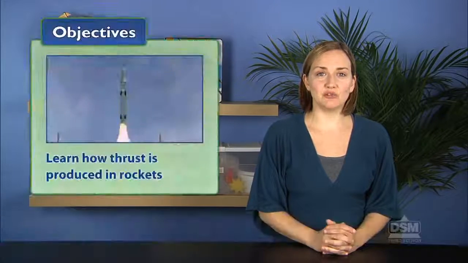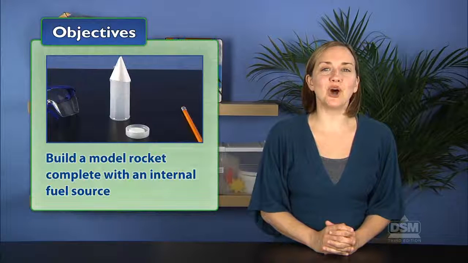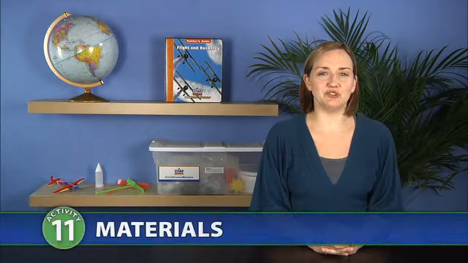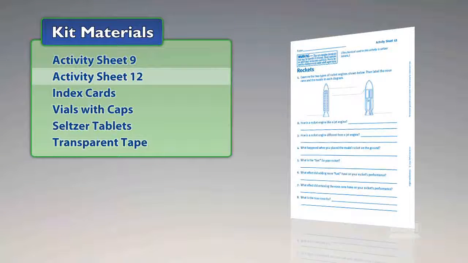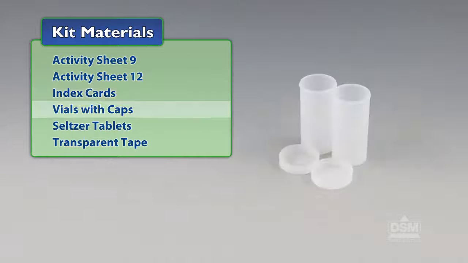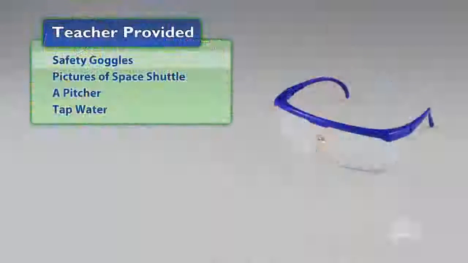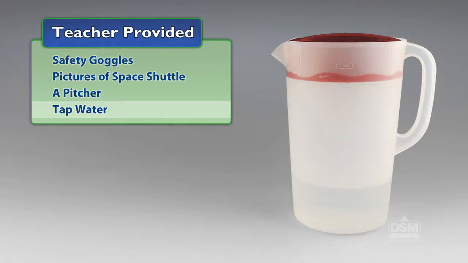In Activity 12, Rockets, students learn how thrust is produced in rockets. They first distinguish between a rocket engine and a jet engine, and then build a model rocket complete with an internal fuel source. You will need the following materials from the kit: Activity Sheet 9, Activity Sheet 12, index cards, vials with caps, seltzer tablets, and transparent tape. You will also need to provide safety goggles, pictures of the space shuttle, a pitcher, and tap water.